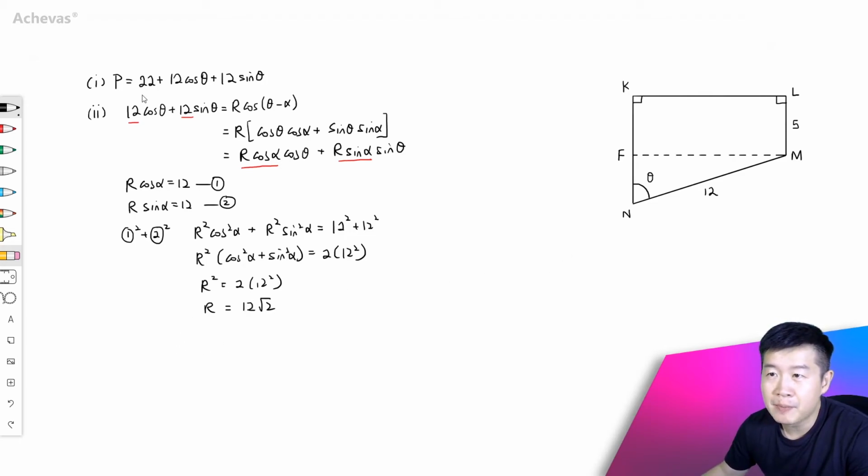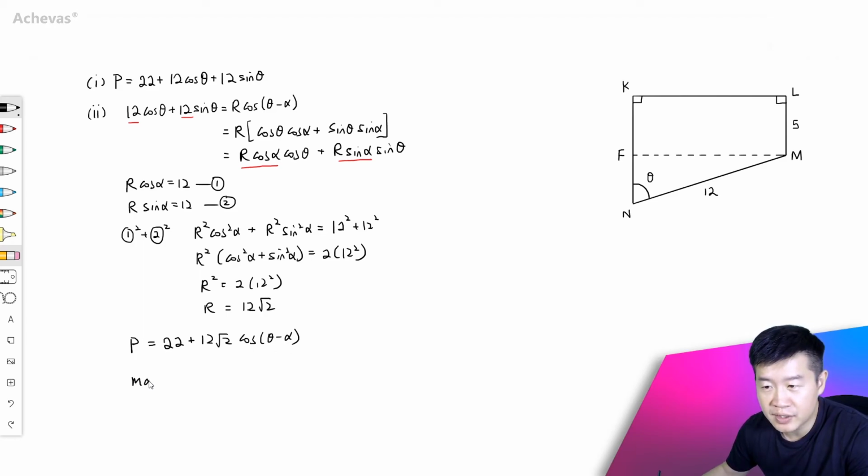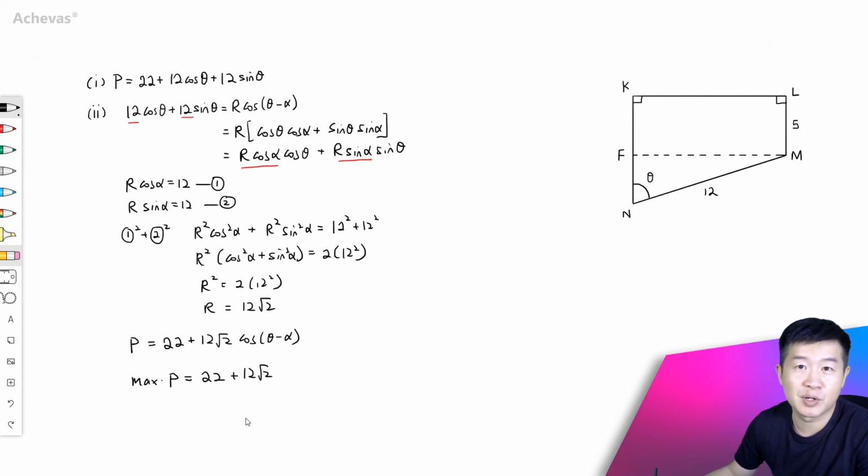And p, from part 1, p is this, which means that p can also be rewritten as 22 plus this, which I know I can re-express into a form like this now, where r is 12 square root of 2 cosine of theta plus alpha. And the amplitude of this is 12 square root of 2. That is why the maximum possible p is going to be 22 plus 12 square root of 2, using the amplitude of this. And this will give us the maximum possible value for p.